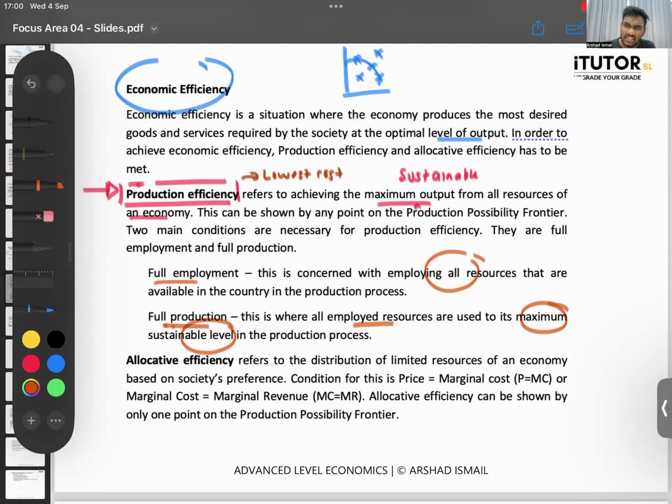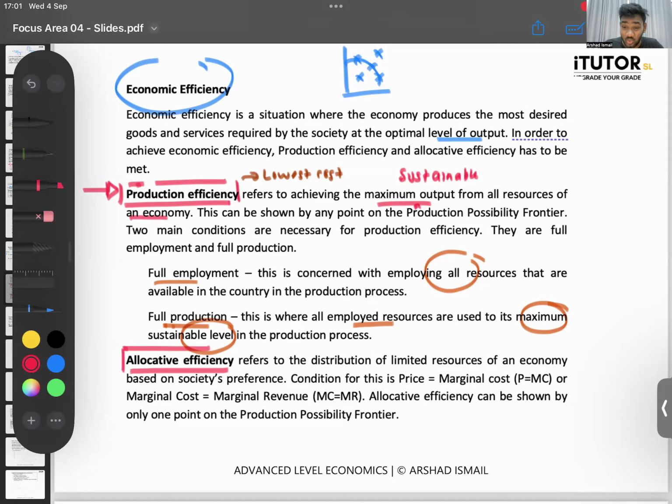But getting the maximum output from all your resources is not enough to get economic efficiency. Because economic efficiency is not about just producing at the optimum point. It's not about just producing the maximum output. It's producing what the society wants as well. So you have to produce what the society wants and produce that at the maximum. So therefore, you have the second condition. What is the second condition? That is allocative efficiency. So what is allocative efficiency?